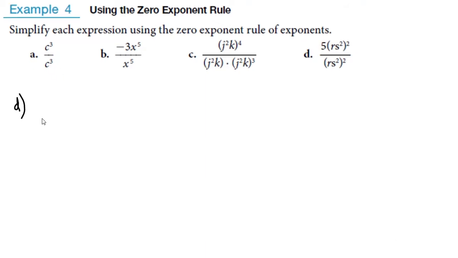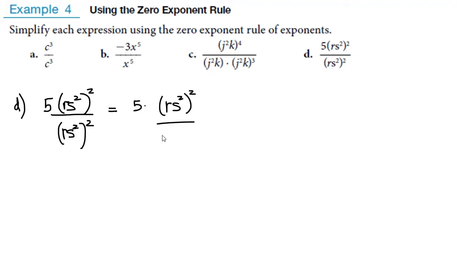Part D is very much like B. So I have 5. The base here is rs squared, all squared, and in the denominator I have the base of rs squared to the power 2 again, and that is just like 5 times rs squared squared all over rs squared squared. So that gives me 5 multiplied by the base of rs squared 2 minus 2.